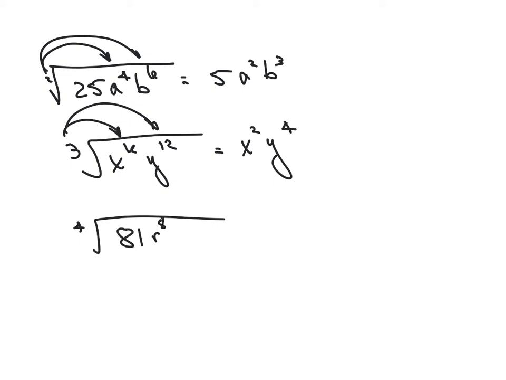r to the 8th, s to the 20th. So, fourth root of 81, 3 times 3 is 3.